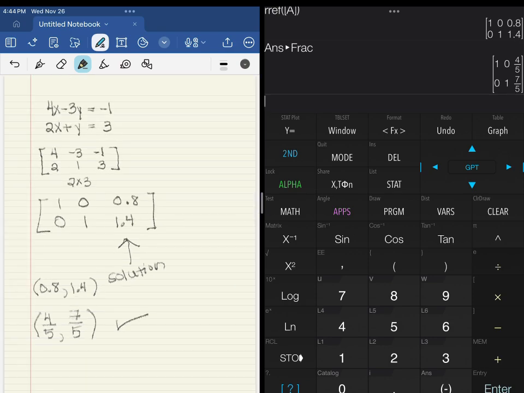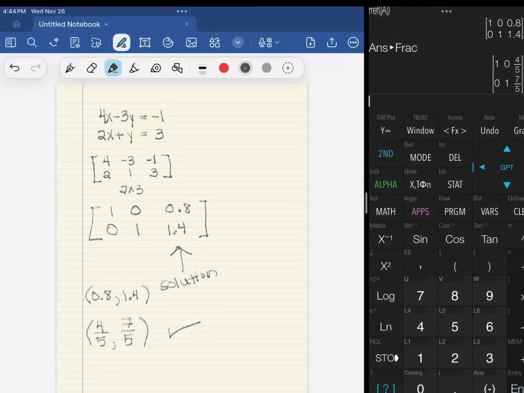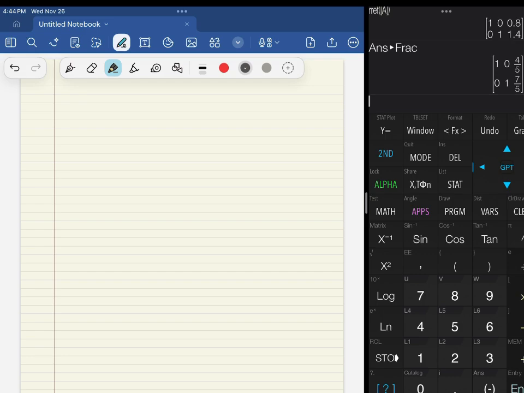Now, let me do it again and make sure we understand. Remember, it's an ordered pair. So that first number on the top is the x and the second number is the y. So I'm going to do another one just in case.